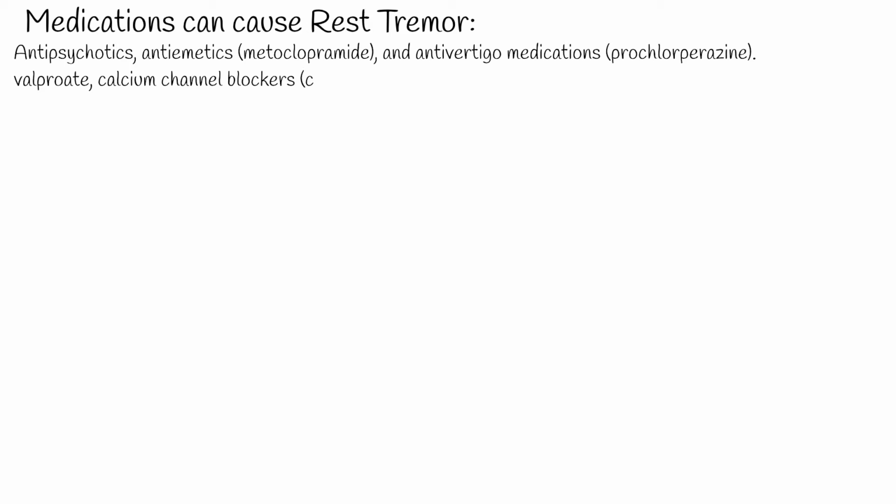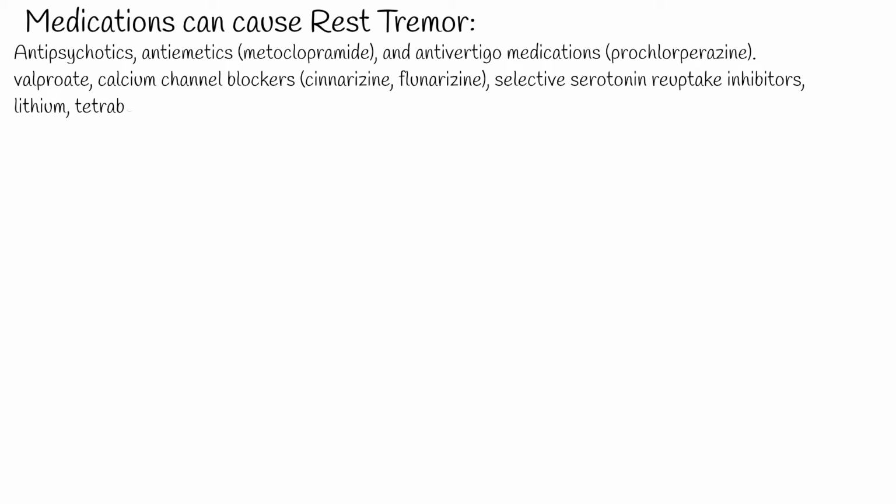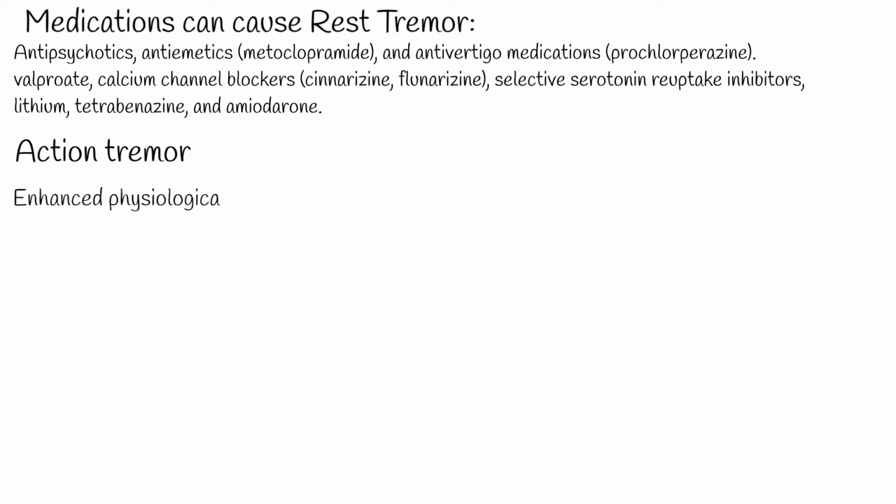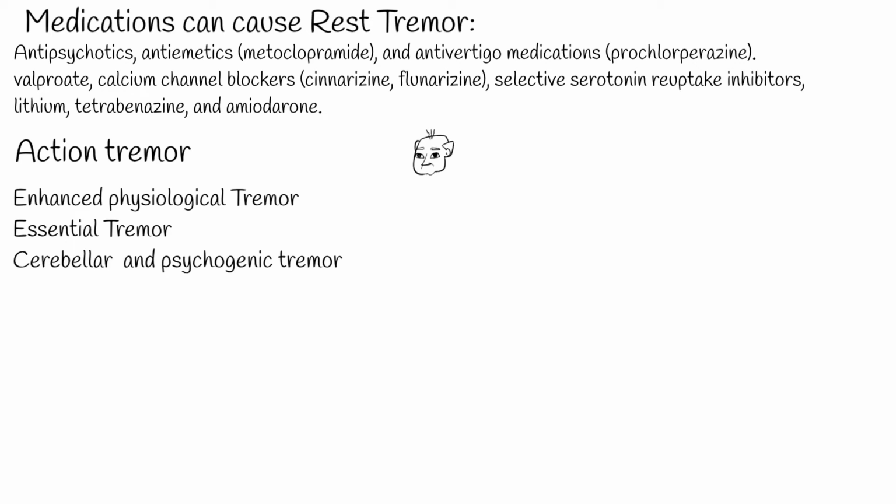These drugs include antipsychotics, antiemetics such as metoclopramide, and antivertigo medications such as prochlorperazine. Other drugs that can also cause tremors include valproate, calcium channel blockers, cinnarizine, flunarizine, selective serotonin reuptake inhibitors, lithium, tetrabenazine, and amiodarone. Most common causes of action tremor are enhanced physiological tremor, essential tremor, and cerebellar and psychogenic tremor.